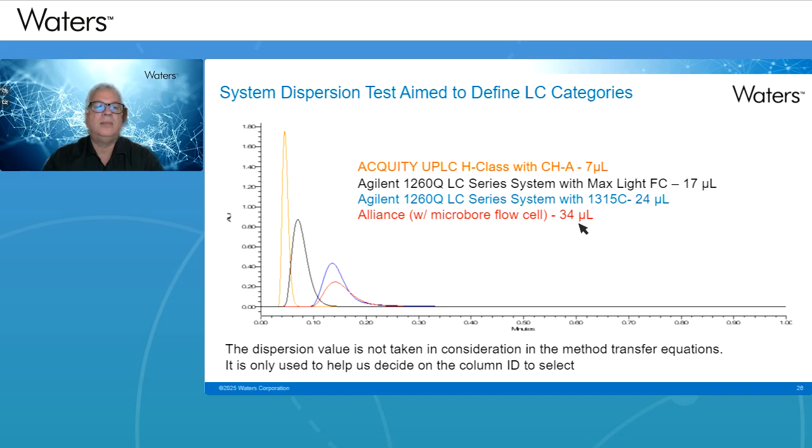So my 1 microliter is now large like this, and this volume represents 34 microliters. So you can imagine now that if you are using a column that is a 2.1 by 50 millimeter, it's only 170 microliters. That's the column volume. You can imagine that when you have a dispersion of 34 microliters, it will really make a very, very bad chromatography. So it's not a good choice to use a 2.1 by 50 on the Alliance system.